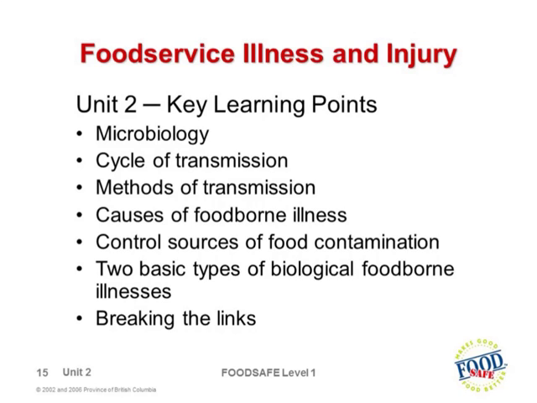All right. Unit 2. Key learning points of Unit 2. We're going to look at microbiology. We're going to look at the cycle of transmission and method of transmission. We're going to look at the causes of foodborne illness. We're going to look at controlling sources of food contamination. We're going to look at the two basic types of biological foodborne illness. And we're going to look at how to break the links.